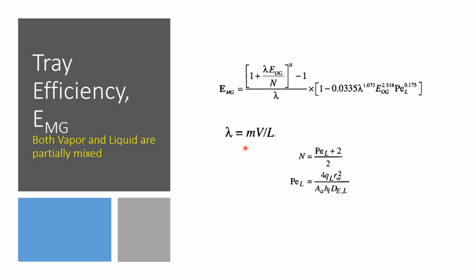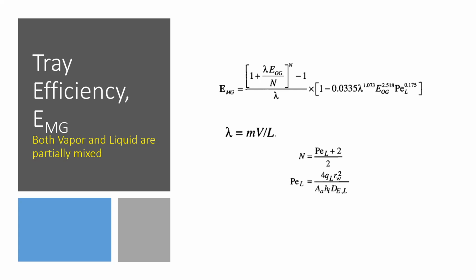Remember, lambda is mV over L, which is 1 over the absorption factor, or basically the stripping factor. Again, n is the Peclet number plus 2, over 2, and the Peclet number of the liquid phase is equal to this equation.